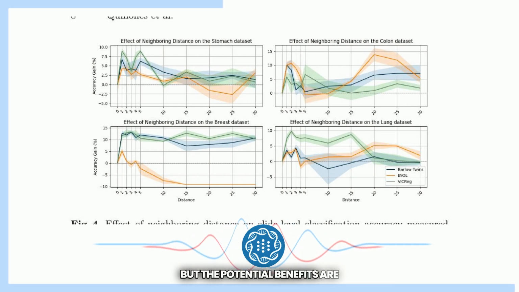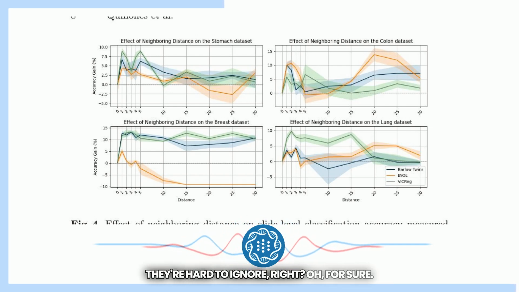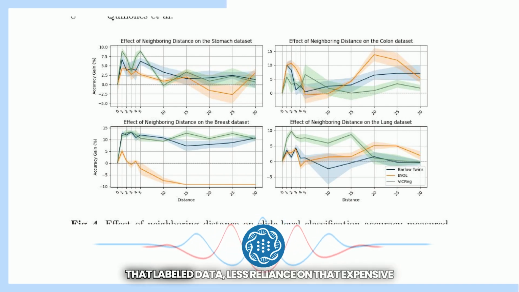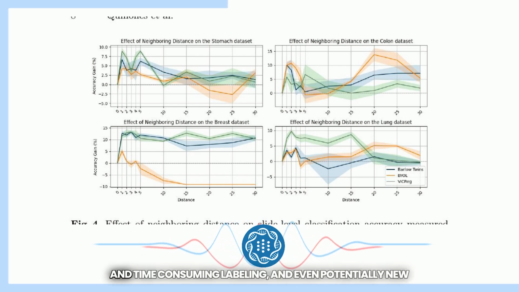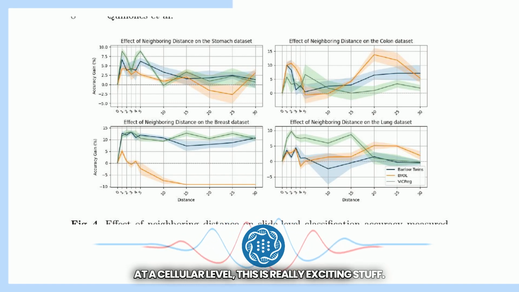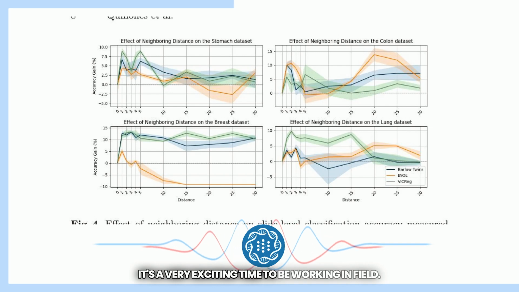But the potential benefits are hard to ignore, right? Oh, for sure. Faster, more accurate diagnoses. Less reliance on all that labeled data. Less reliance on that expensive and time-consuming labeling. And even potentially new insights into how diseases work, at a cellular level. This is really exciting stuff. It is. It's a very exciting time to be working in this field.